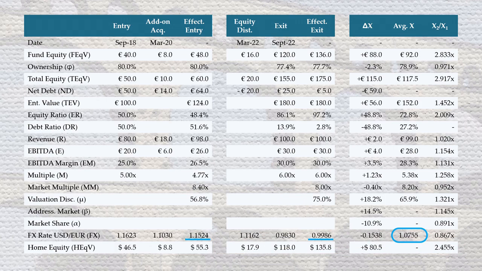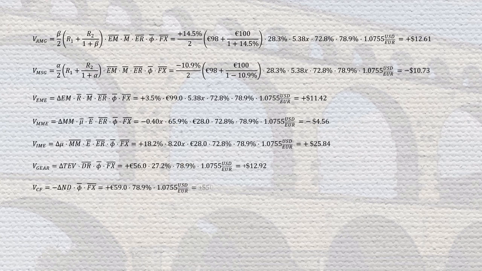To convert all the value drivers in this case study to USD, we can simply multiply them by 1.0755 as follows. I will just briefly display these equations here on the screen. If you want a closer look at the math, make sure to check out the case study page.